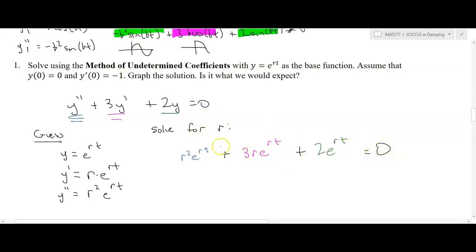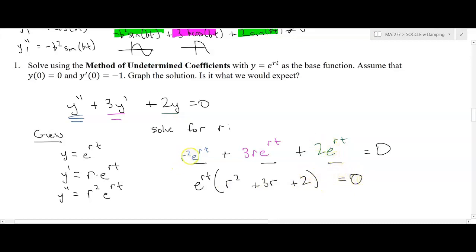Now you see that this is going to be possible because they're all like terms. This has the e to the rt, this has e to the rt, this has e to the rt. Here I have r squared of them, here I have 3r of them, here I have 2 of them. So if I'm going to add like terms, I'm going to add their coefficients. Another way you can view this is if you factor out e to the rt, you get r squared plus 3r plus 2, and that all equals 0.